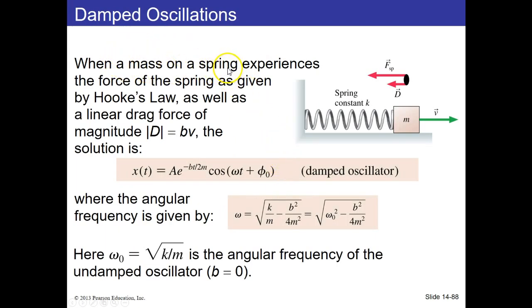If I have a mass on a spring and it experiences the force of the spring given by Hooke's law as well as the linear drag force, so here we have the absolute value of the drag equal to bv, so we got rid of our negative. Our solution is this equation. So this is the equation for a damped harmonic oscillator. The angular frequency is given by this equation. So we can say the angular frequency is equal to the square root of k over m of that undamped oscillator. So that's where you wouldn't have any dampening at all.